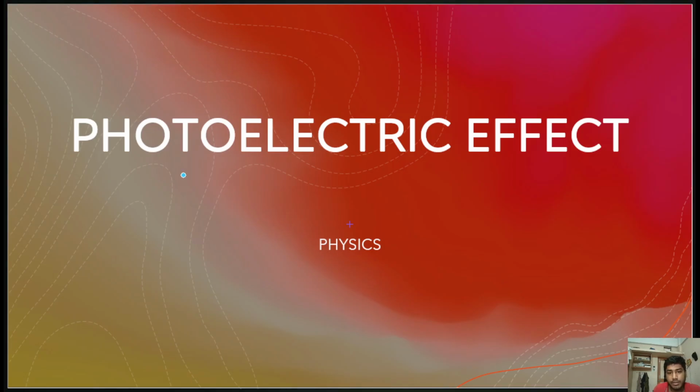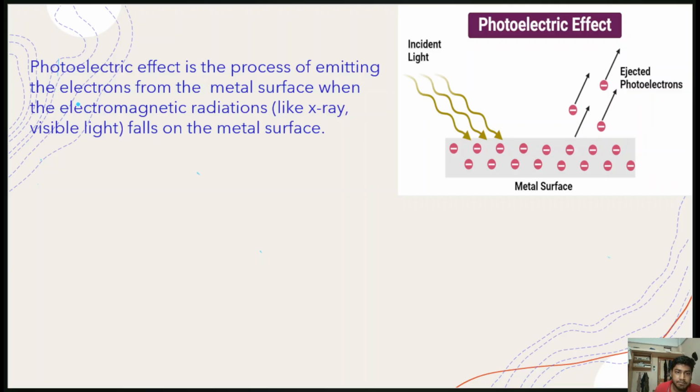So today's topic is the photoelectric effect. It's a very simple phenomenon. The photoelectric effect is the process of emitting electrons from a metal surface when electromagnetic radiation, like X-rays or visible light, falls on the metal surface.